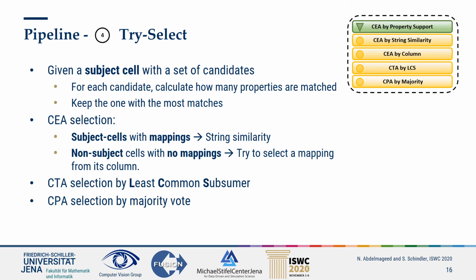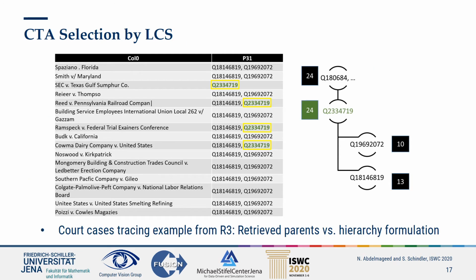Finally, we apply a majority vote on the generated CBA. Here is the LCS example. The table on the left shows the direct parents, or P31, of given cell values, where on the right we have created a hierarchy of the retrieved parents. The LCS ensures the selection of the lowest parent with the highest cell coverage.